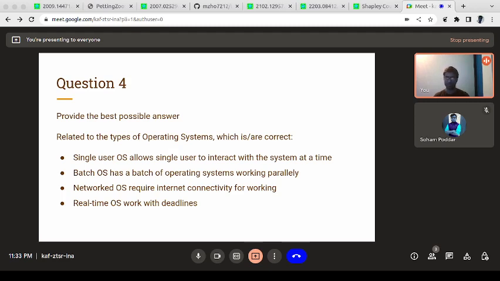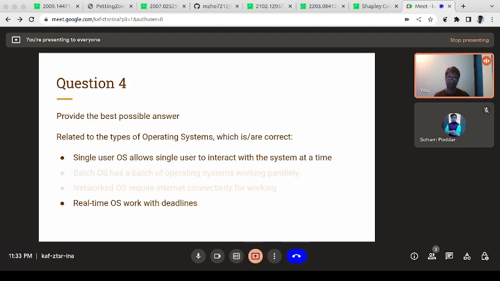Which among these 4 statements are correct according to you? It can be more than one statement also. Can anyone contribute to the answer? Okay, so now we proceed to the answer. Single user operating systems allow a single user to interact with the operating system at a time, and real-time operating systems work with deadlines.